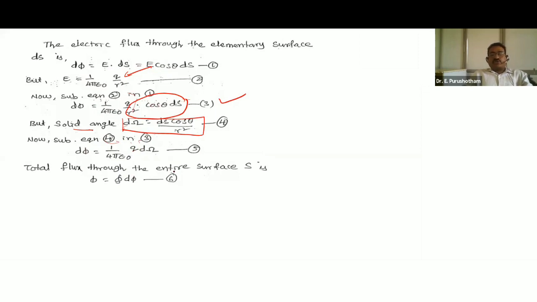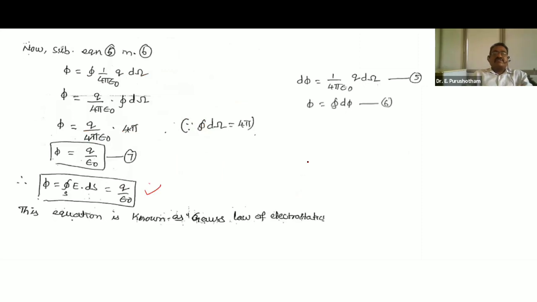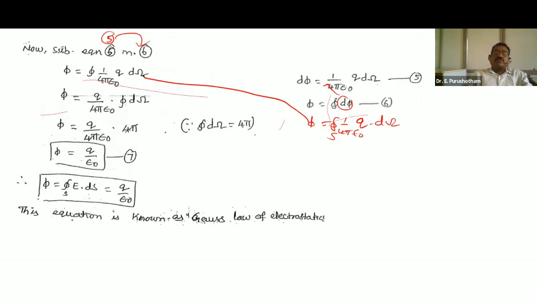The total flux through the entire surface φ is equal to the surface integral of dφ. So now substitute this dφ value. Now substituting this equation 5 in equation 6, φ is equal to the surface integral of dφ. What is dφ? 1 by 4π ε₀ q into dΩ. So both are the same.